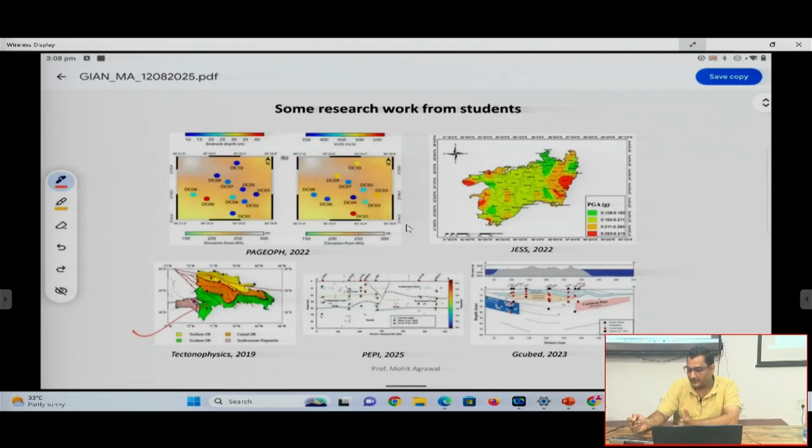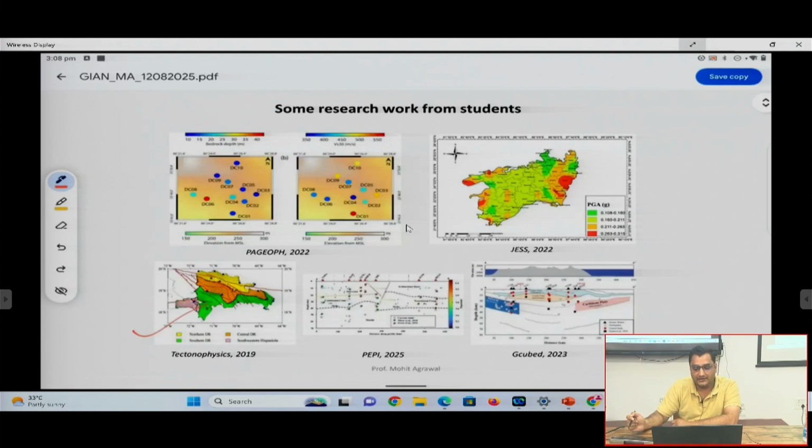Thereafter, you can see there is one more research figure from Mr. Dheeraj Kumar Singh. He is just sitting at the back, and he published this particular paper in PEPI, Physics of the Earth and Planetary Interiors, for the region of northeastern India.